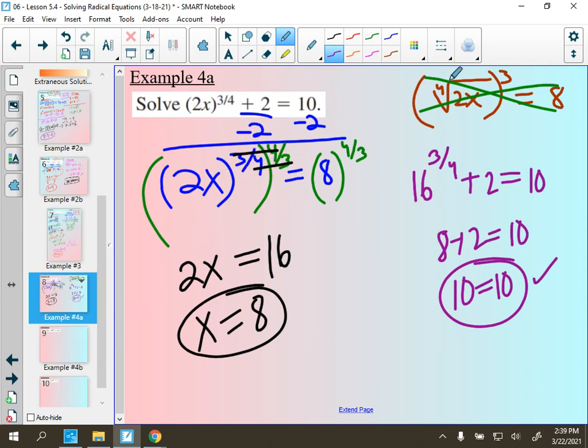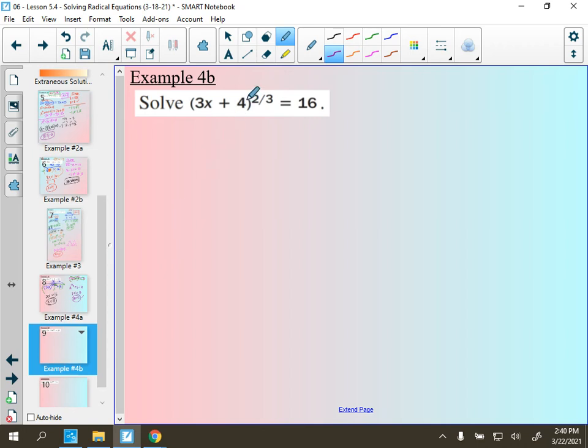When we have this situation, you don't have to rewrite it. I wouldn't rewrite it. Just raise each side to the reciprocal power. Get rid of anything there first. Now here, we don't have that issue of getting rid of anything that's not being taken to that power. I'm right away going to raise this side to the 3/2 power. Okay, left side, we're going to get 3x plus 4 sitting solo. 16 to the 3/2 power, that's like the square root of 16, which is 4. 4 to the 3rd power is 64.